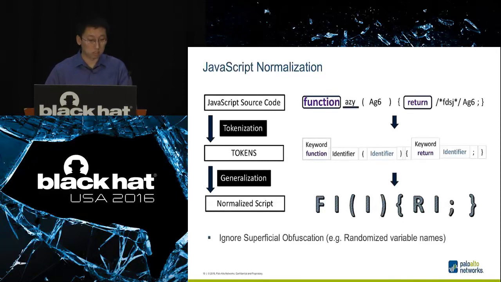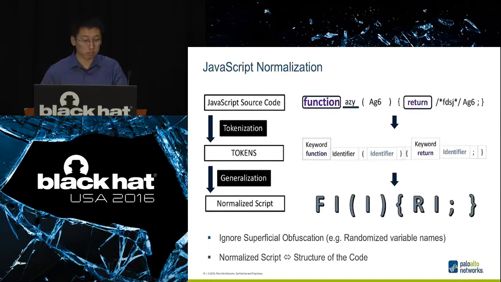Basically, the rationale behind the normalization is to ignore the superficial obfuscation techniques, such as randomized variable names. Different randomized variable names can be mapped to the same character after normalization. You can also tell from this example that the normalized script is more like the structure of the code. So later we will do some similarity comparison in terms of sample structure.